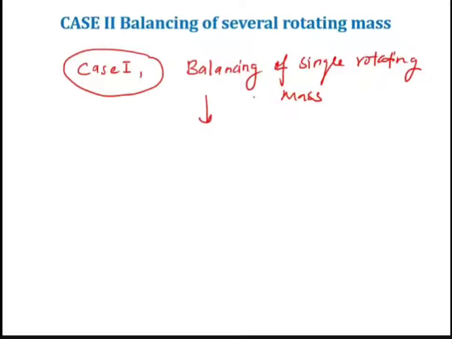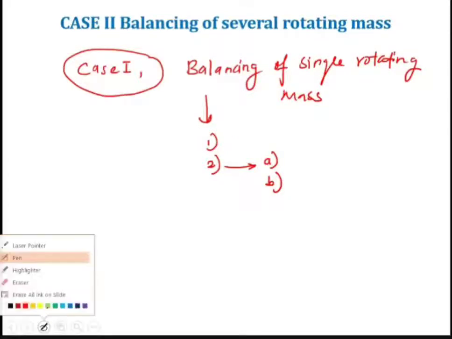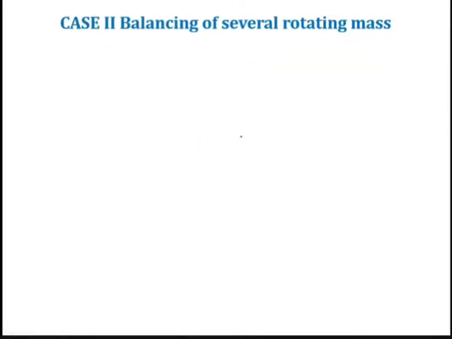Under this case number one, we have two subcases, subcase number one and subcase number two. Under subcase number two, we again have two subcases, subcase A and subcase B. So this is what we have studied in case number one. I hope you have understood exactly what is balancing, what is the need of balancing, and what is the unbalanced condition.